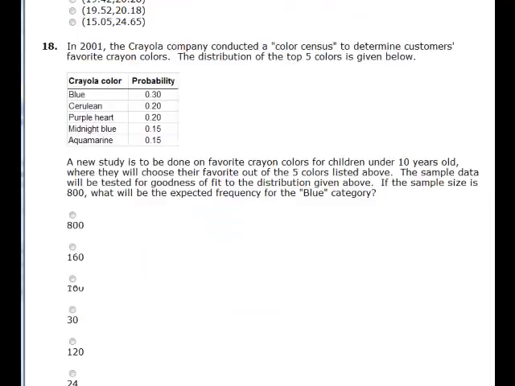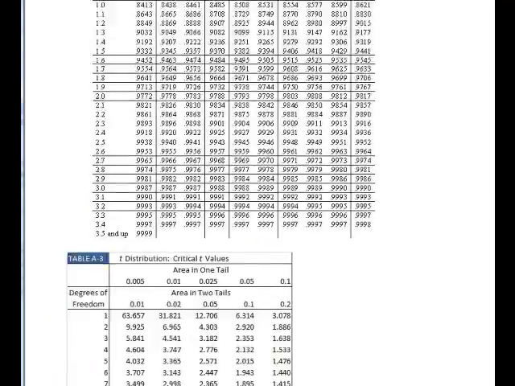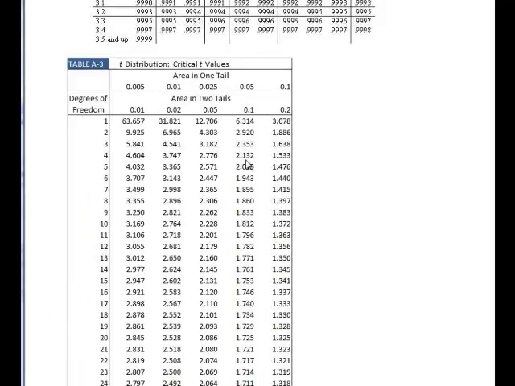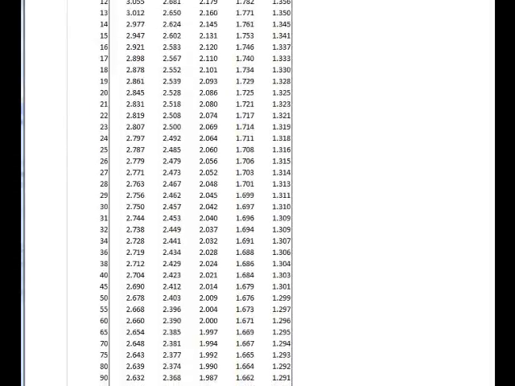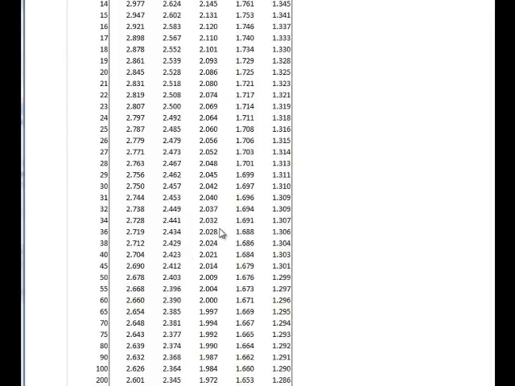So if we look in our t-table at the bottom of the page, and remember for a confidence interval, we want to look under area in two tails. So we're looking in the 0.05 column, the one right in the middle, and we want to use 35 degrees of freedom. Now the problem here is that we've got a 34 and a 36, so we have to decide which one to use. And if you ever have a question like this, you actually want to use the smaller critical value. So we would use the 2.032 here.